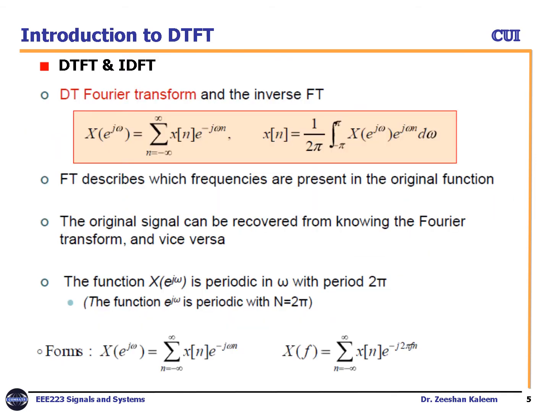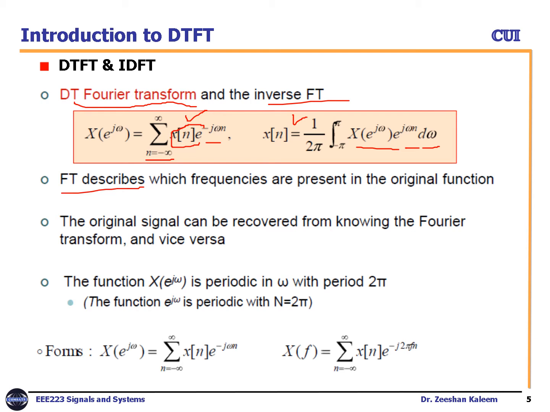This is a summary of the equations, the analysis equation and the synthesis equation, which can be used to find the discrete time Fourier transform and the inverse Fourier transform. To find the discrete time Fourier transform, X of e to the j omega equals the sum from n equals minus infinity to infinity of x of n, the given signal, times e to the minus j omega n. And to find the inverse Fourier transform, you use this equation: 1 over 2 pi, integral from minus pi to pi of X of e to the j omega times e to the j omega n d omega. So this finds the inverse Fourier transform of a discrete time signal, and the other finds the Fourier transform of a discrete time signal.